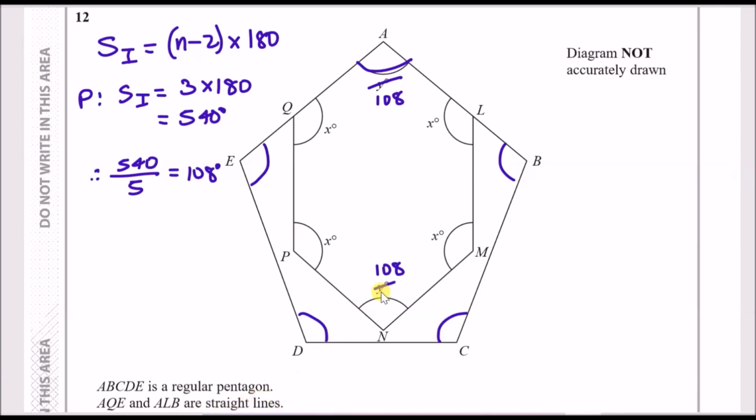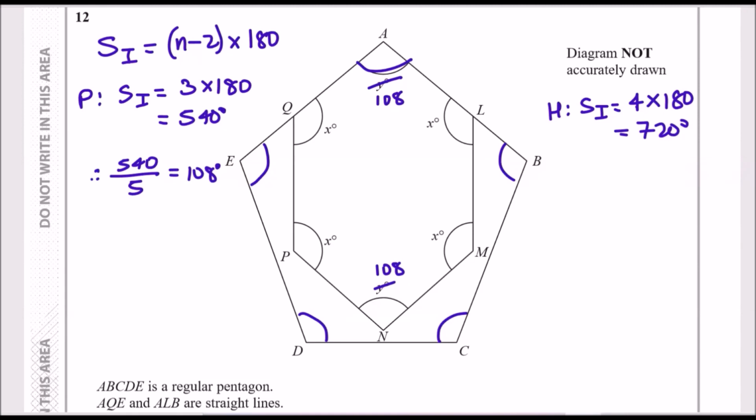Now what we could do here is ask ourselves, so now we've got a hexagon, what should all of these add up to? So again, using the sum of the interior angles, for a hexagon you've got 6 sides. 6 take away 2 is 4, times 180, and that should give us 720 degrees.